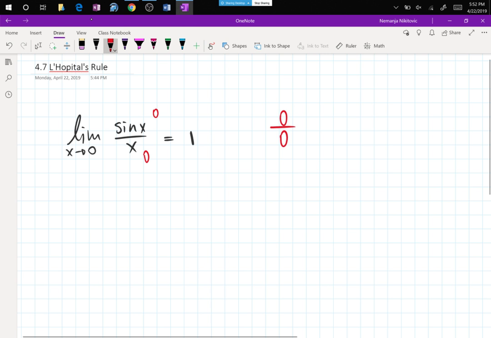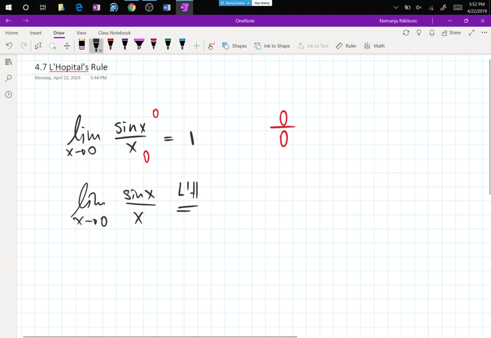This is insanely important for your Calculus 2 and insanely important for your differential equations. This section, no jokes here, right? Extremely important. So now, I have 0 over 0. We call this the indeterminate form. And because this condition is satisfied, we are able to use L'Hopital's rule.